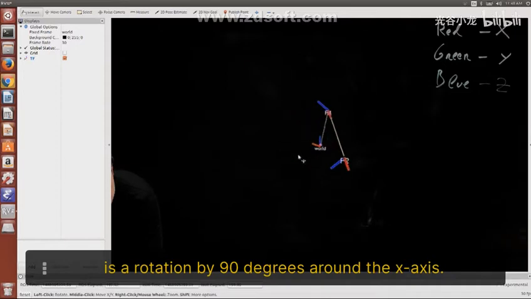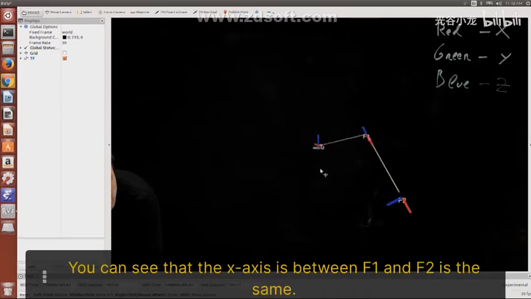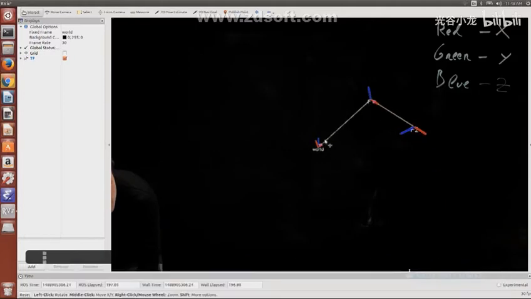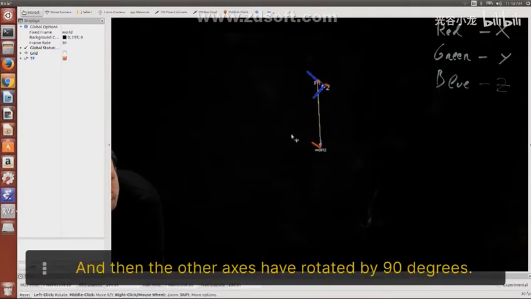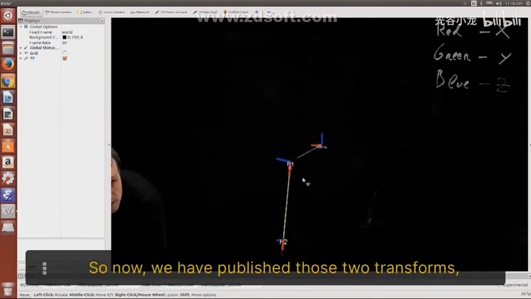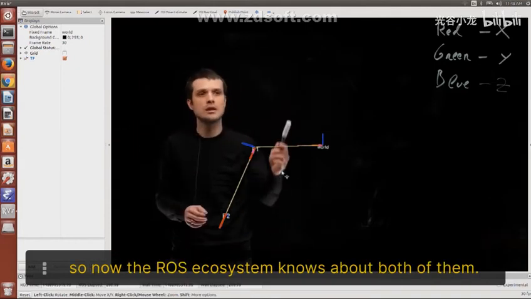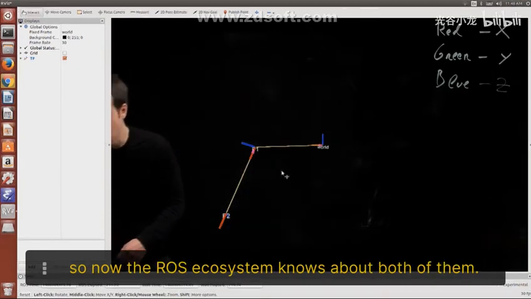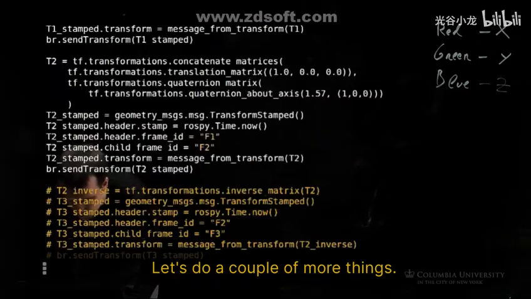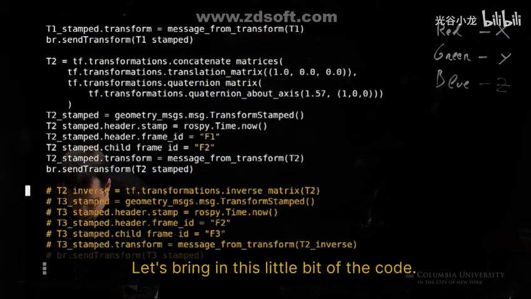the x-axis. You can see that the x-axis between F1 and F2 is the same, right? And then the other axes have rotated by 90 degrees. So now we have published those two transforms, so now the ROS ecosystem knows about both of them. Let's do a couple of more things. Let's bring in this little bit of the code.